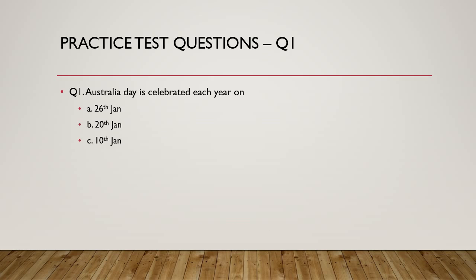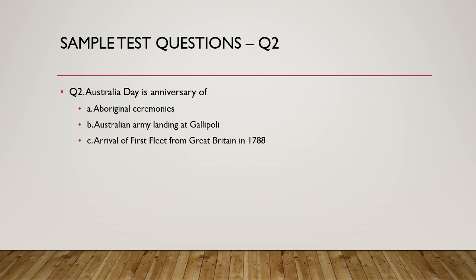Now some practice questions to wrap it up. Australia Day is celebrated each year on: 26 Jan, 20 Jan or 10 Jan. The answer is 26 Jan. Next question: Australia Day is the anniversary of Aboriginal ceremonies, the Australian Army landing at Gallipoli, or C, the arrival of the First Fleet from Great Britain in 1788. The answer is C, the arrival of the First Fleet from Great Britain in 1788.